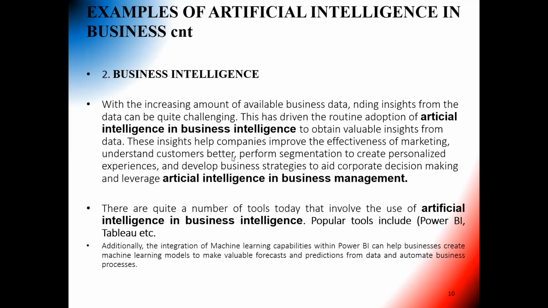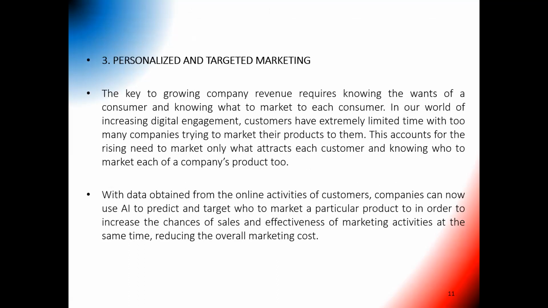Let's move on to the other example of artificial intelligence. We can have what we call personalized and targeted marketing. We all understand that the key to growing company revenue requires knowing the wants of a consumer and knowing what to market to each consumer. In our world of increasing digital engagement, customers have extremely limited time, with too many companies trying to market their products to them. This accounts for the rising need to market only what attracts each customer and knowing who to market each of our company's products to.